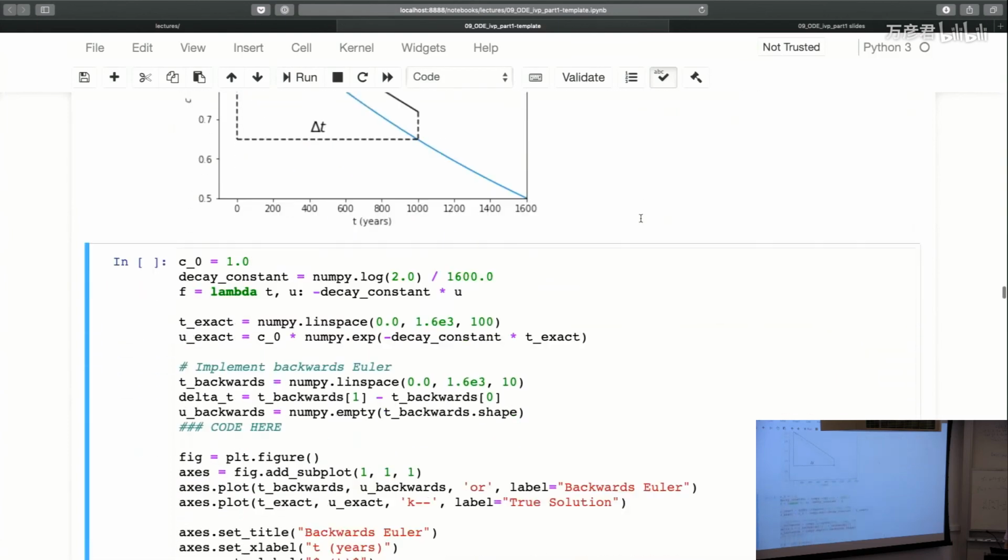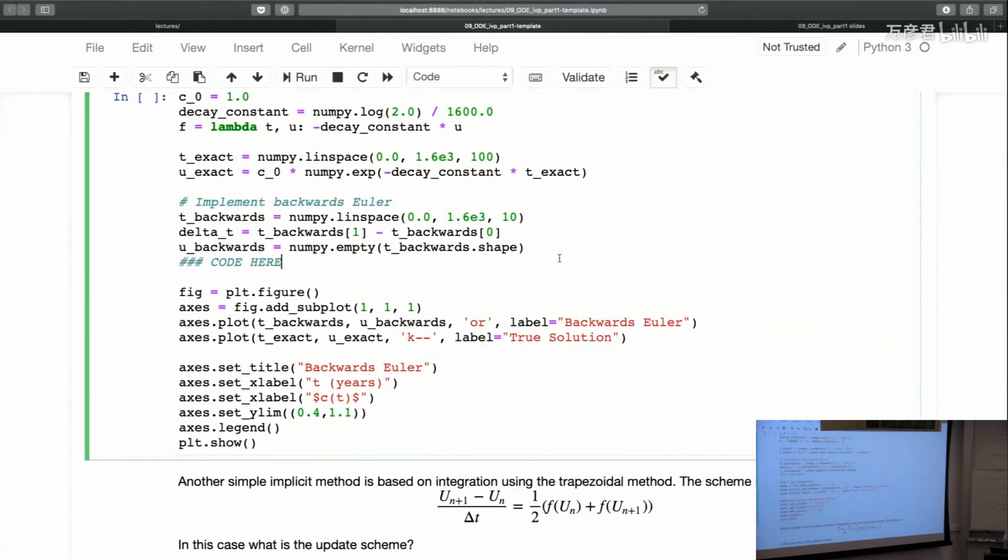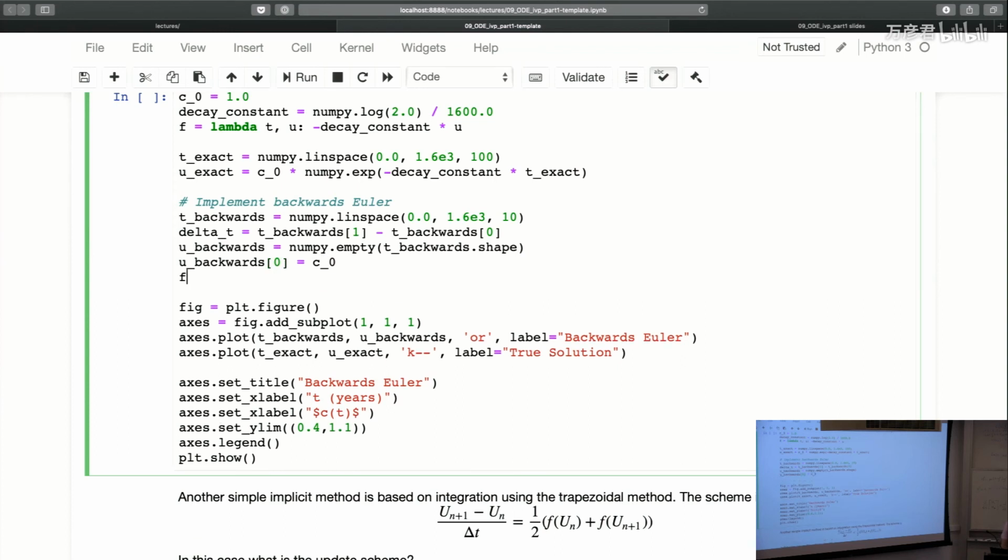All right. So here again, we have backward Euler. We're just going to implement this real quick. So we have backward 0 equal to C0, just like before. Then we have for n in range.